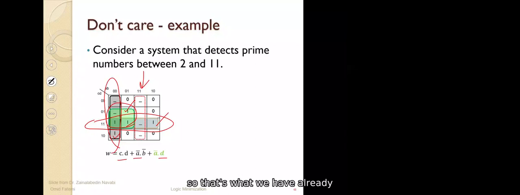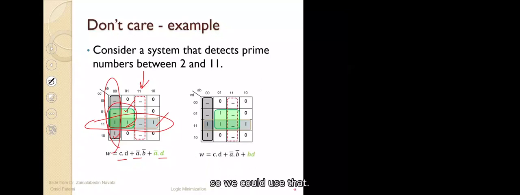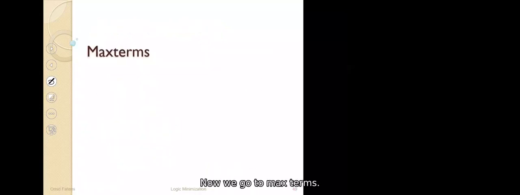So that's what we have already covered in the last session. Now, this was also, we didn't detect that one. So we could use that, and this is another prime implicant. Now we go to min terms.